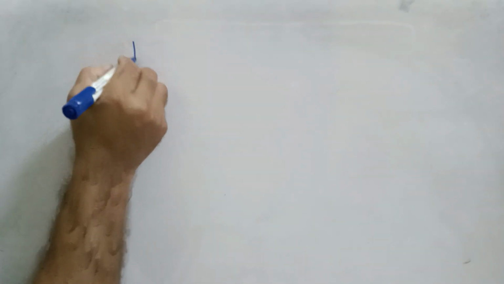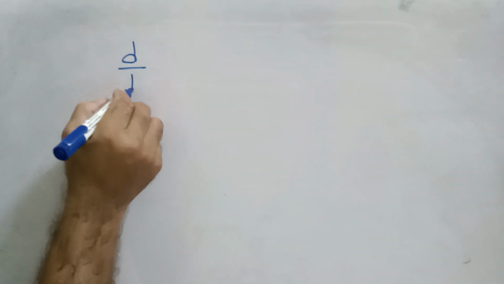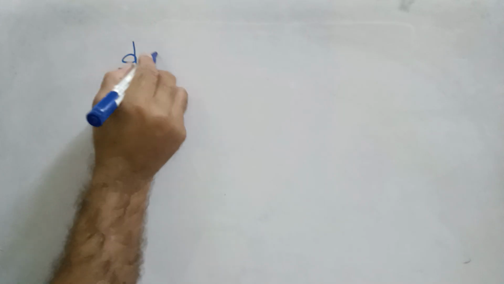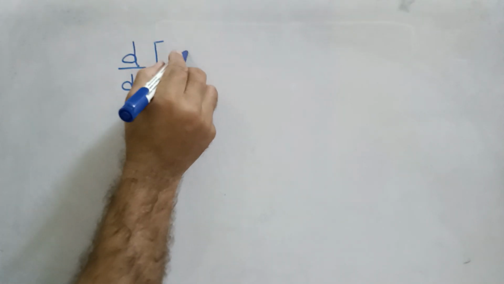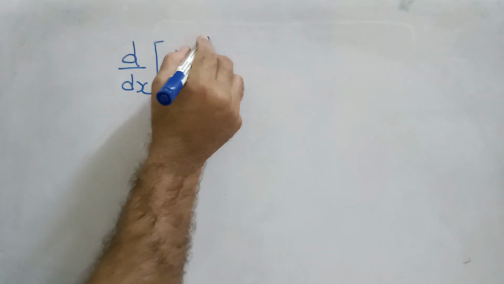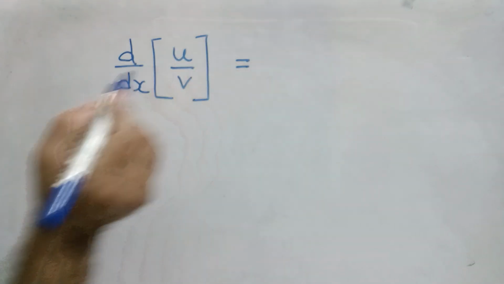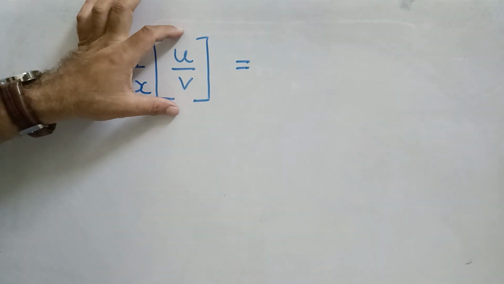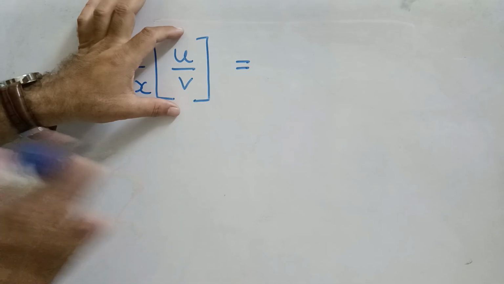And there is another important formula, d by dx of u by v. Sometimes some functions will be given. So in the bracket, whatever I am writing, treat it as a function.